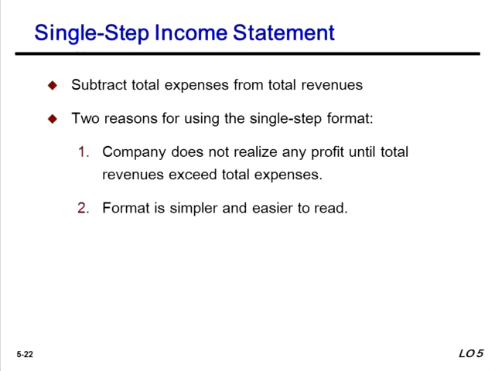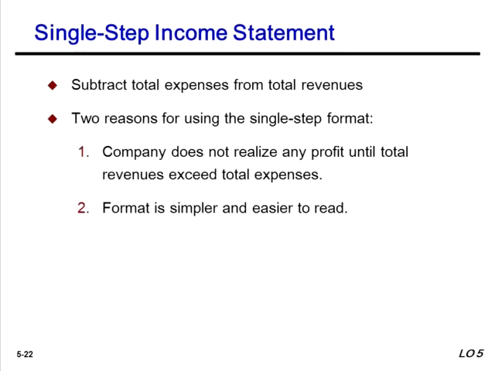All right, now we're going to look at the single step income statement. What you're going to see is that this is a much shorter format. We're going to get the same net income. It's just the layout that is different. So, essentially what's going to happen is we're going to list all the revenues and gains together, regardless of whether they're operating or non-operating. Then we're going to list all the expenses and losses together, regardless of whether they're operating or non-operating.